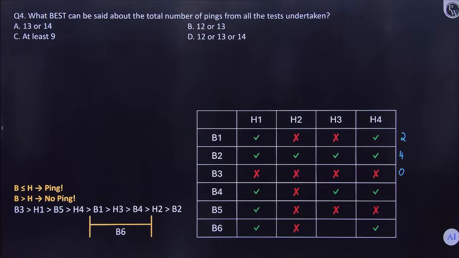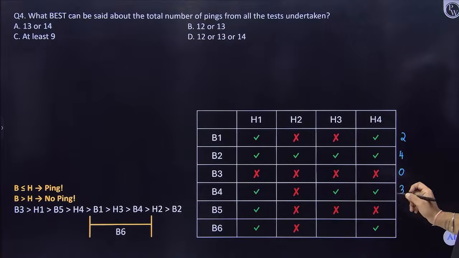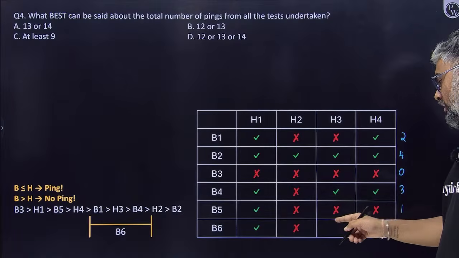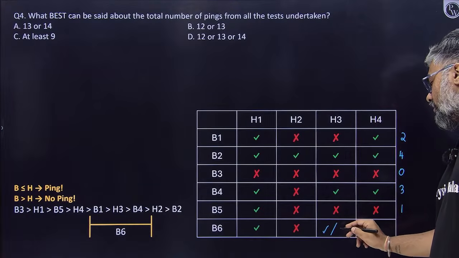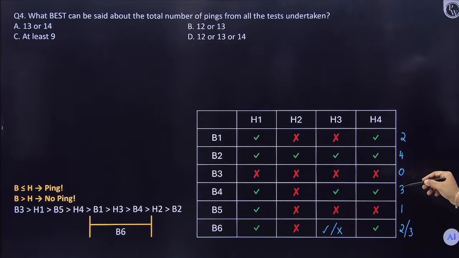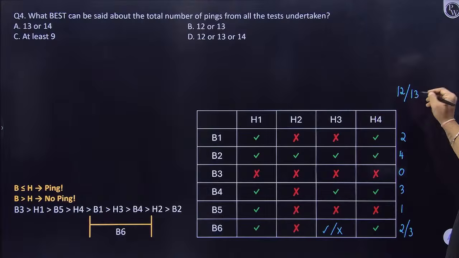Quick. What about the rest of it? What about B4? 1, 2, and 3. What about B5? Only 1. What about B6? 1 and 2 for sure. But since this one is either tick or cross, this could be 2 or this could be 3. Correct? So let's see. 6, 6, 9, 10. 10 plus 2 is 12 or 13. So we know the total is either 12 or 13.